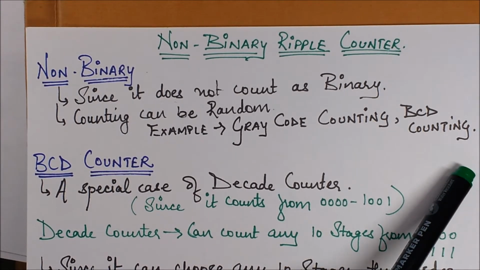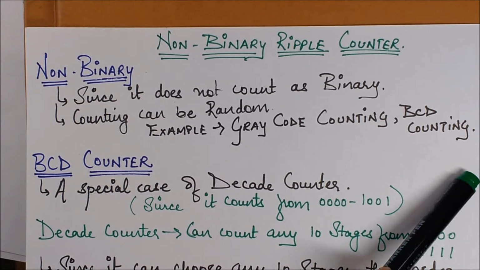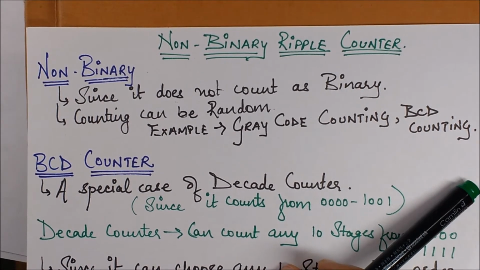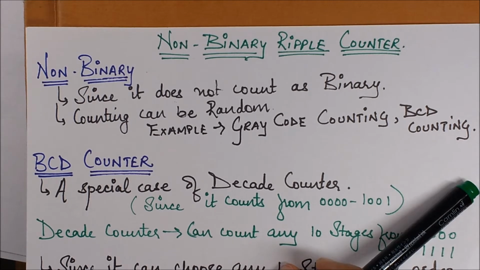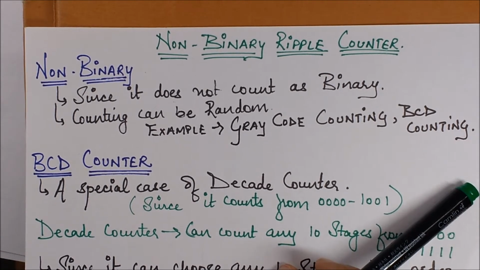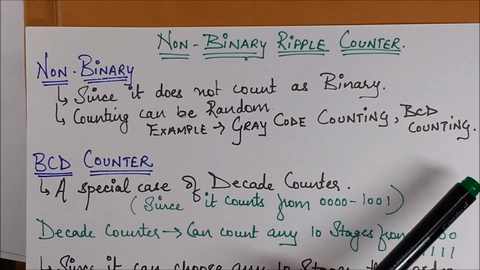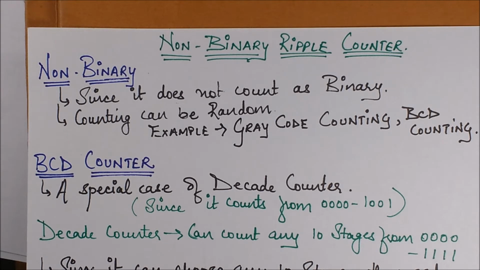Now BCD counting starts from 0 and goes till 9, and then you don't go to 10. It's basically a combination of all the bits that you have from 0 to 9, right? So that is an example of non-binary counting. Some other examples could be sequential counters, gray code counting, etc. So let's start with the BCD counter, which is an example of this.